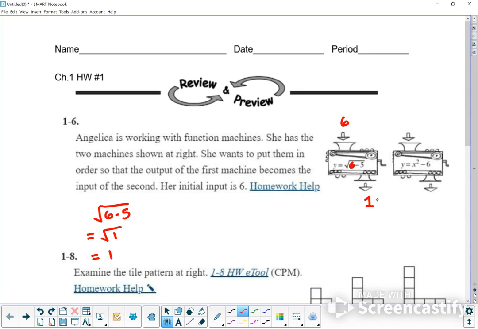That right there will get put as the input for the next function machine. So we're going to put a 1 in there. So putting the 1 inside the function machine means you're going to put the 1 right where the X is. So that second one is 1 squared minus 6. Working that out, you have to do the 1 squared first. So 1 times 1 is 1, minus 6. And 1 minus 6, if you don't know what that is, use a calculator, you get negative 5. So your output is negative 5, and that is your final answer for the second function machine.